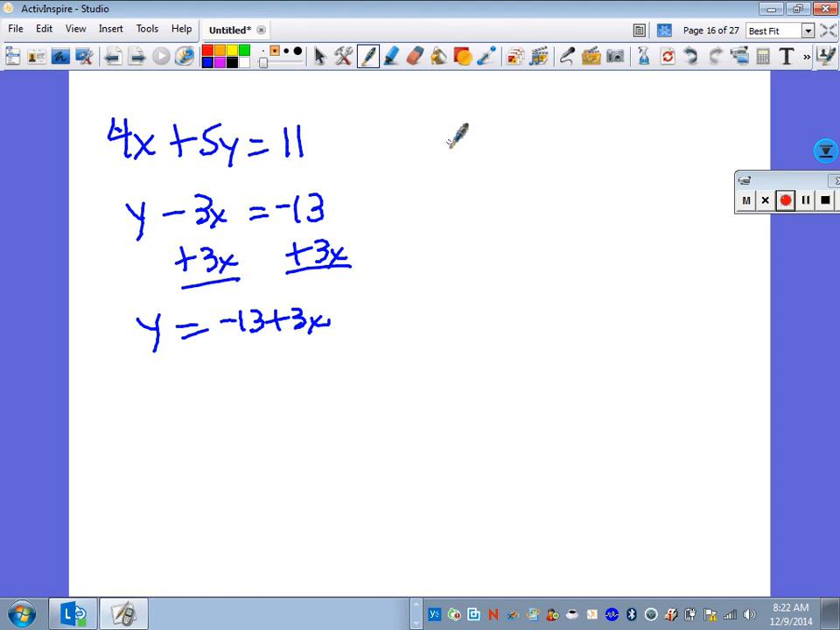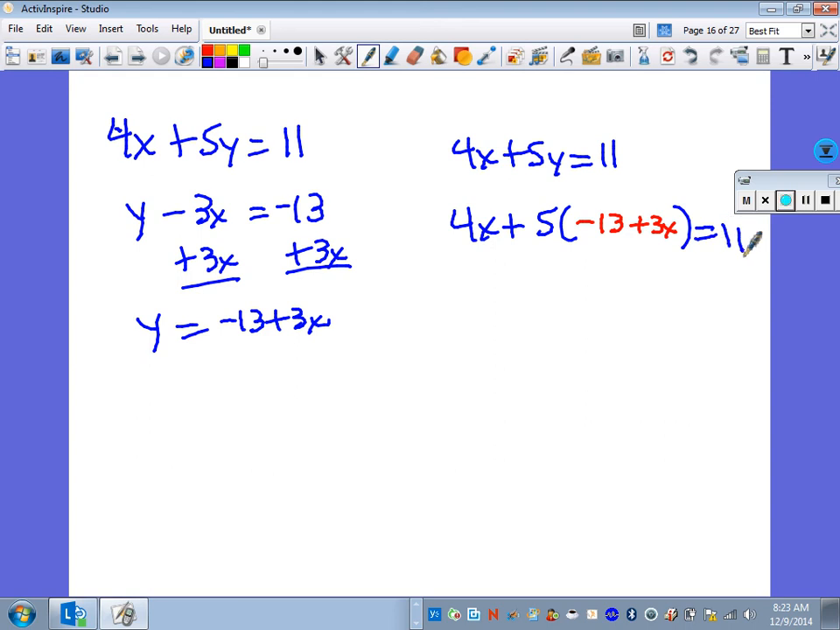Now I'm going to take this equation, which is 4x plus 5y equals 11, and I'm going to replace this y with this quantity. So I'm going to have 4x plus 5 times, just so you see, negative 13 plus 3x. You know what, let's clean that up because that looks a little hard to read. Okay, so negative 13 plus 3x equals 11.